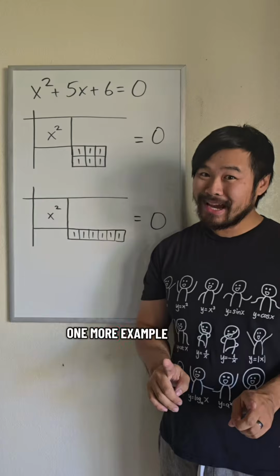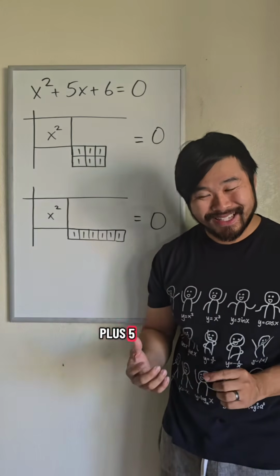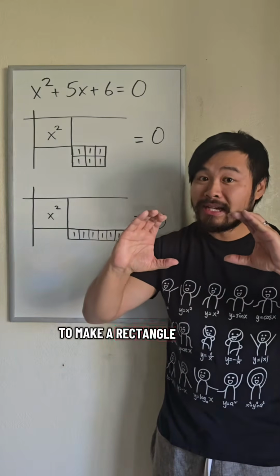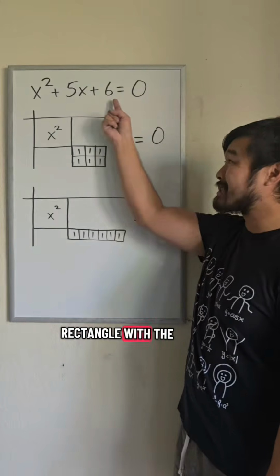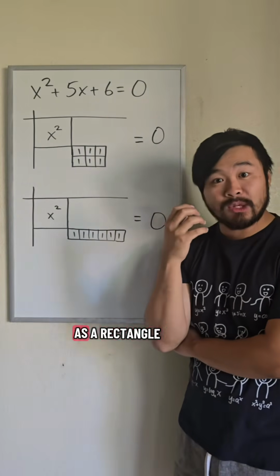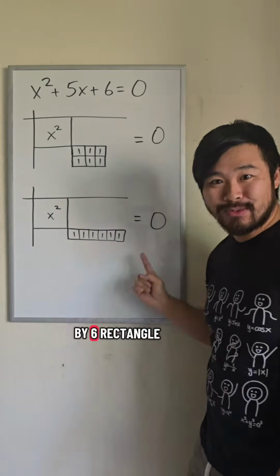Now let's do one more example, but let's start from the beginning this time. Let's do x squared plus 5x plus 6 equals 0. Now our goal is to make a rectangle. And to start, let's make a rectangle with the 6 1's. So let's see, how can we configure 6 1's as a rectangle? Well, a 2 by 3 rectangle or a 1 by 6 rectangle.